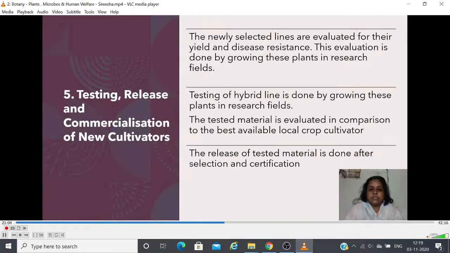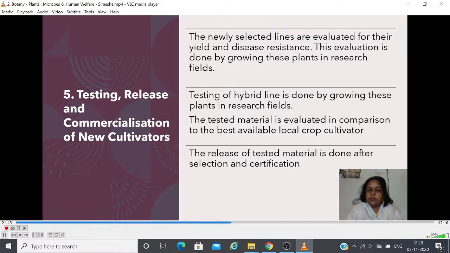And the next step is the testing, release and commercialization of new cultivars. The newly selected lines are evaluated for their yield and disease resistance. This evaluation is done by growing these plants in research fields. Testing of the hybrid line is done by growing these plants in research fields. So after cross-pollination, the hybrids are produced, and these are also evaluated, and more research is done on these.